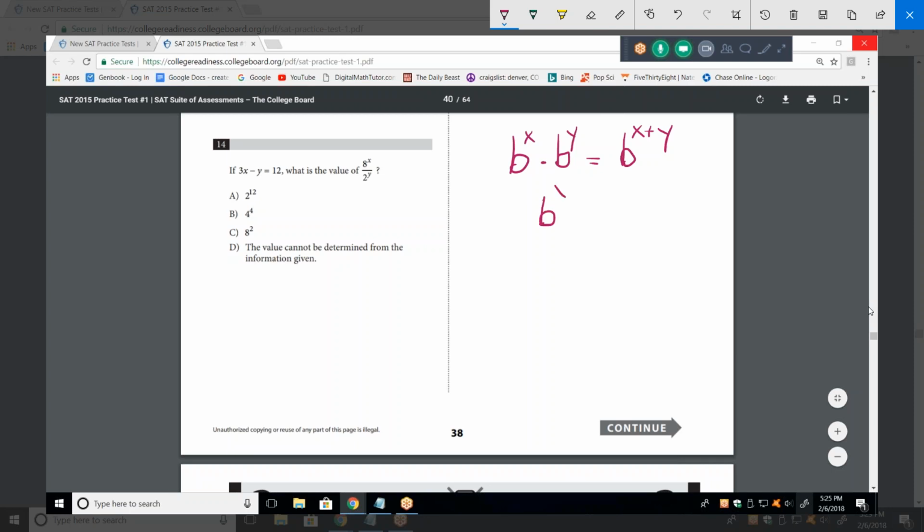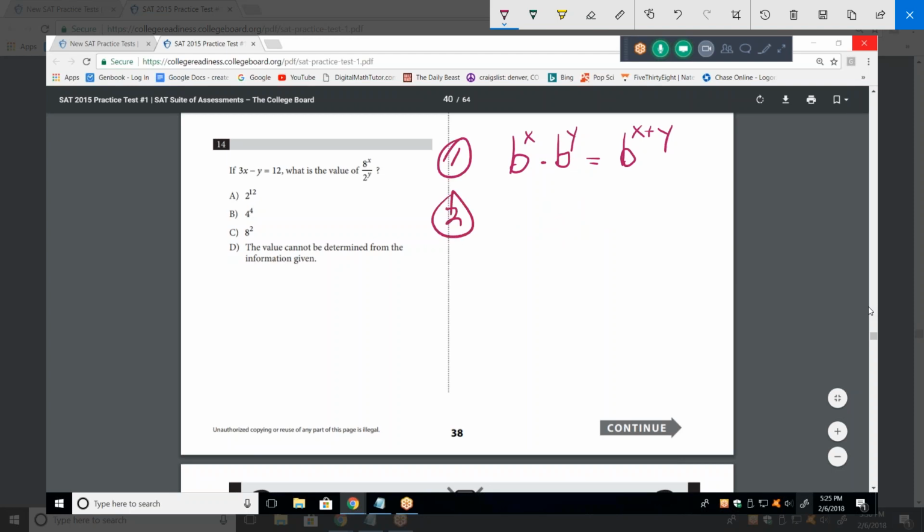Let's give an example of that, just so it's clear. If I had 2 to the 3rd times 2 to the 4th, what's that equal to? Look at the one above it: b to the x times b to the y equals b to the x plus y. So it's 2 to the 7th. That's rule number 1. Huge one.